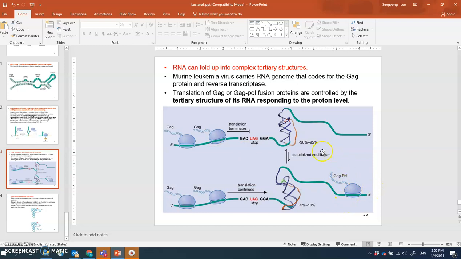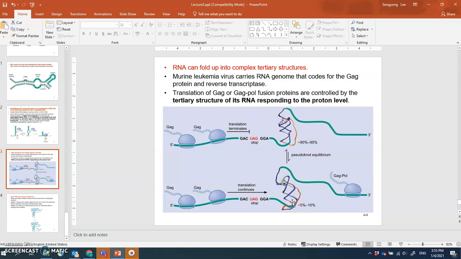So in 90 to 95% of the cases, the RNA adapts this structure. If that's the case, then the translation stops right there because there's a stop codon. So only the GAG protein will be made, translated. But under certain conditions. What is the condition? It's a change of the pH, responding to the proton level.